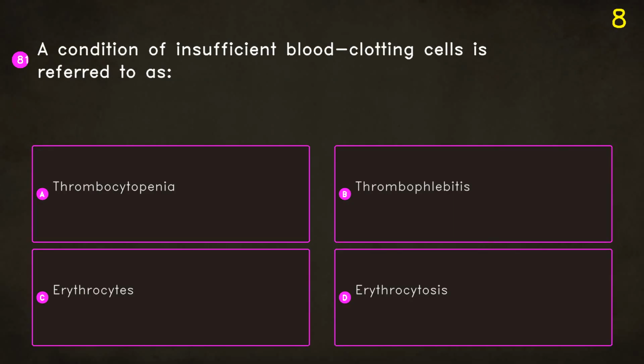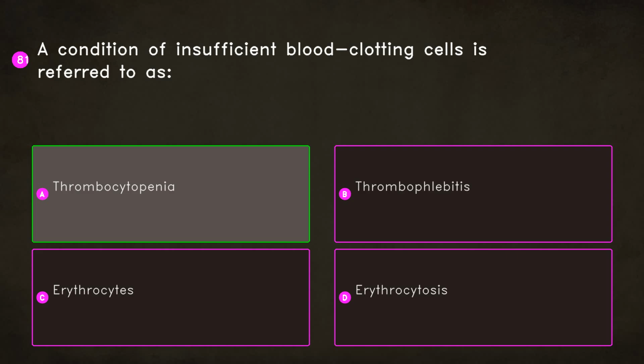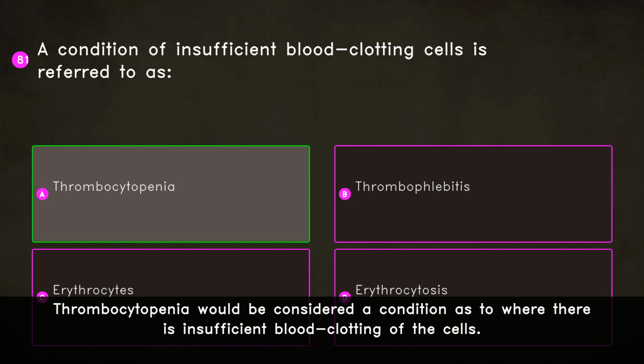Question 81. A condition of insufficient blood clotting cells is referred to as A. thrombocytopenia, B. thrombophlebitis, C. erythrocytes, D. erythrocytosis. The correct answer is thrombocytopenia. Thrombocytopenia would be considered a condition where there is insufficient blood clotting of the cells.